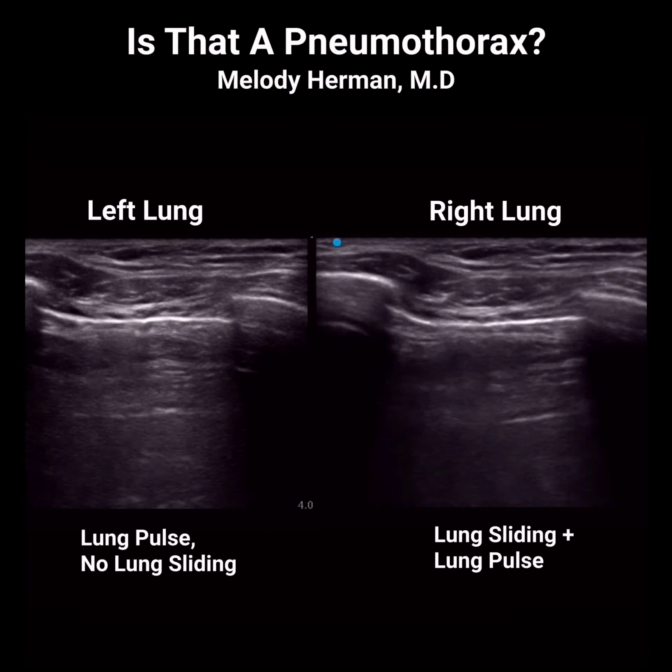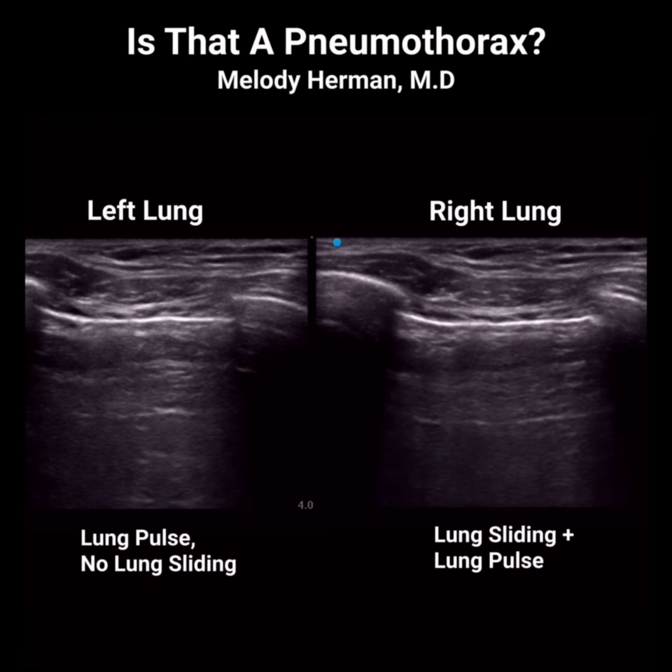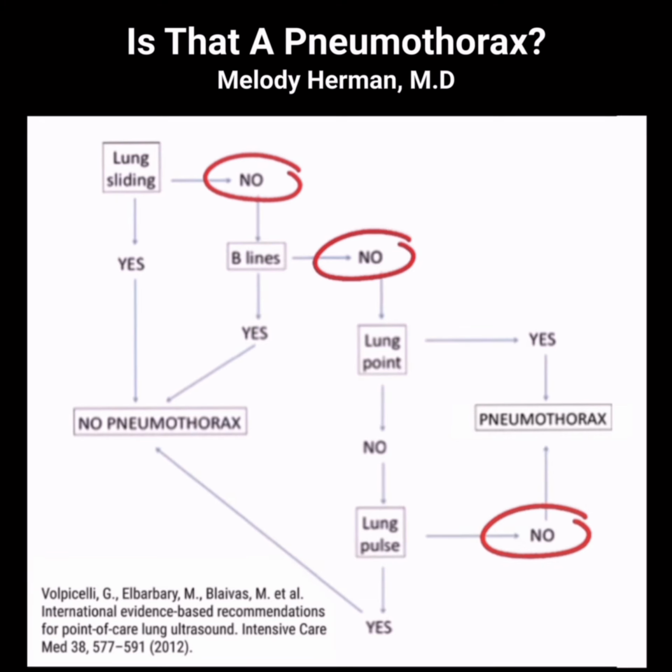In the case of right mainstem intubation, on the left lung we would see lung pulse without sliding as we do in the scan. To summarize, a lung point is a highly specific ultrasound finding of a pneumothorax. In extreme emergency, absence of any movement of the pleural line, either horizontal lung sliding or vertical lung pulse, coupled with the absence of B-lines, allows for prompt and safe diagnosis of pneumothorax without the need to search for a lung point.